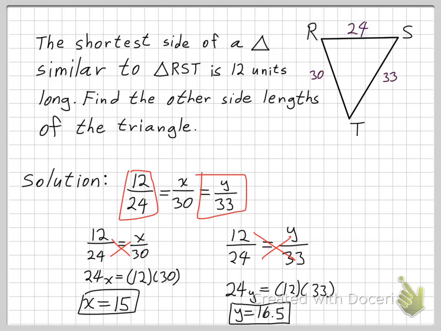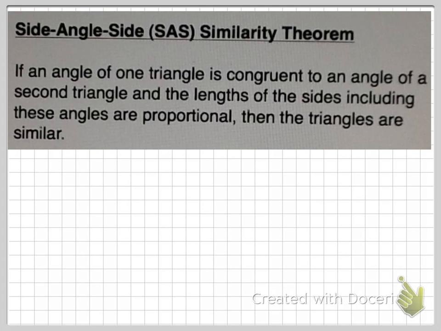Okay, and then the new concept here is the side angle side similarity theorem, which states that if an angle of one triangle is congruent to an angle of a second triangle, and the lengths of the sides including these angles are proportional, then the triangles are similar.